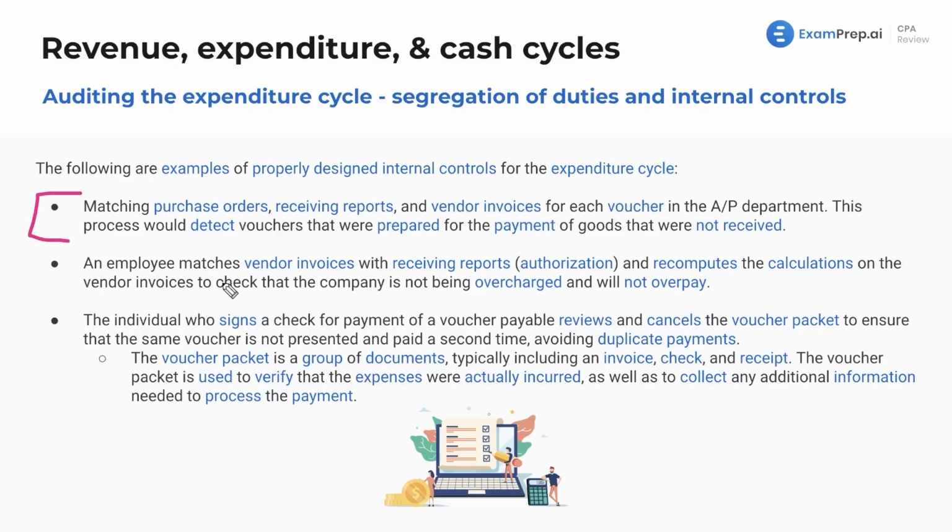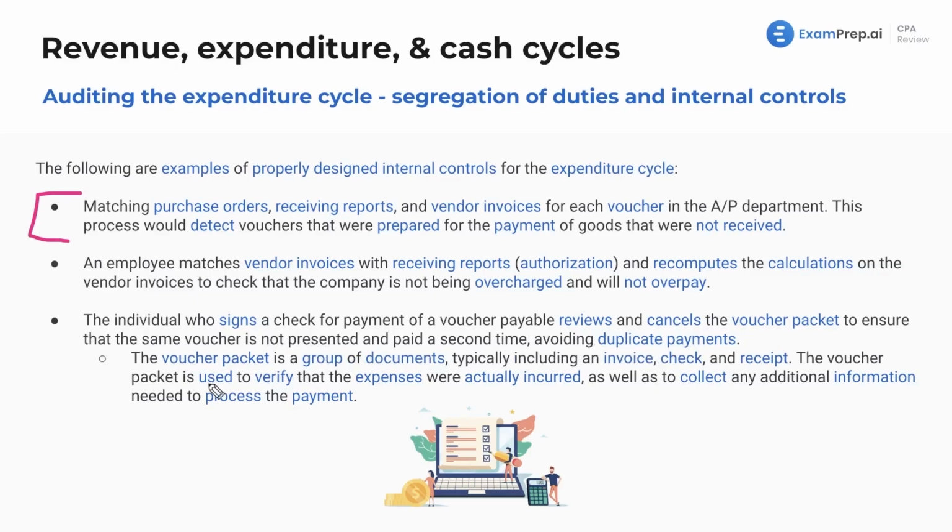Next up, an employee matches vendor invoices with receiving reports, which is the process of authorization, and recomputes the calculations on the vendor invoices to check that the company is not being overcharged and will not overpay. Another great example of a properly designed internal control. Next up, we want to make sure that the individual who signs a check for payment of a voucher payable reviews and cancels the voucher packet to ensure that the same voucher is not presented and paid a second time, which also avoids duplicate payments.